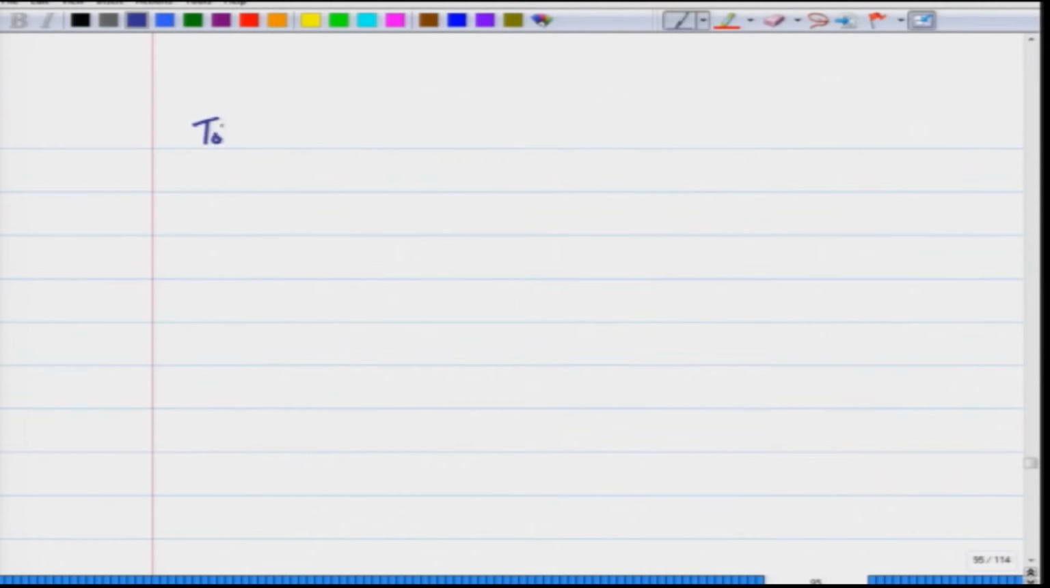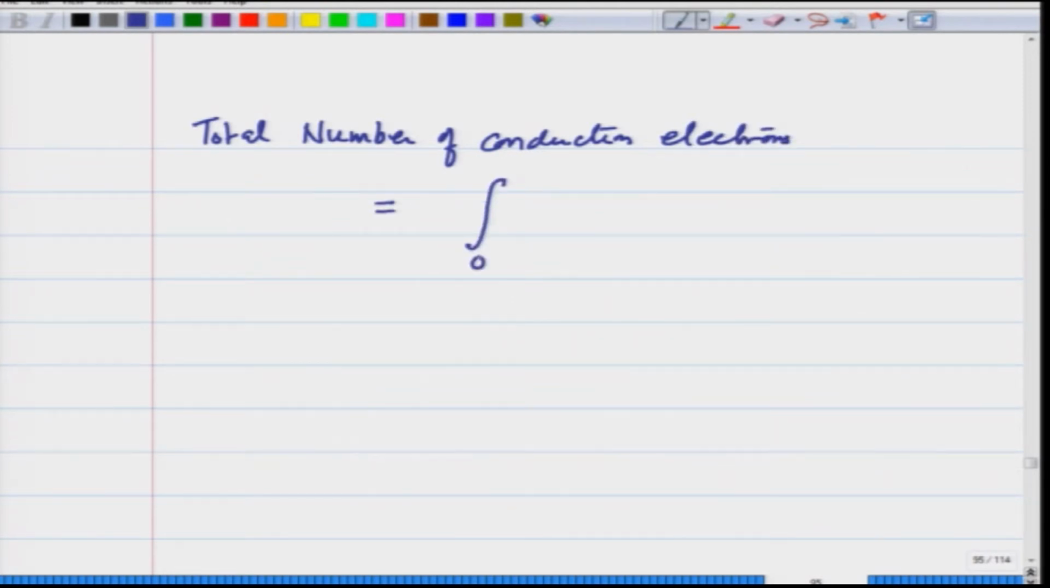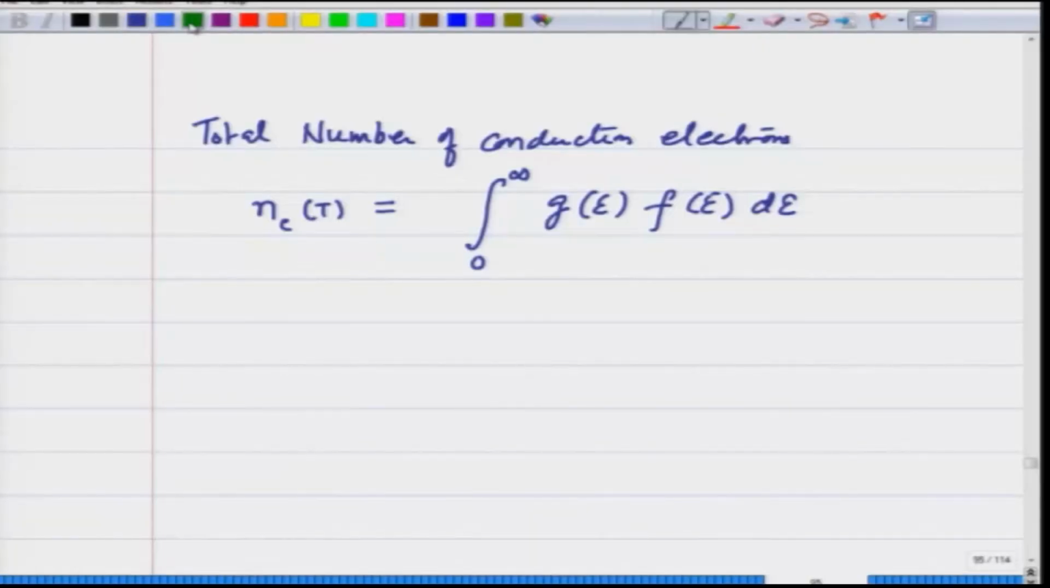And the total number of conduction electrons is going to be equal to the integral from 0 to infinity of G(E) F(E) dE. This is going to be the number of conduction electrons as a function of temperature, which we will calculate taking the form of G(E) for free electrons and taking F(E). How about the number of holes?